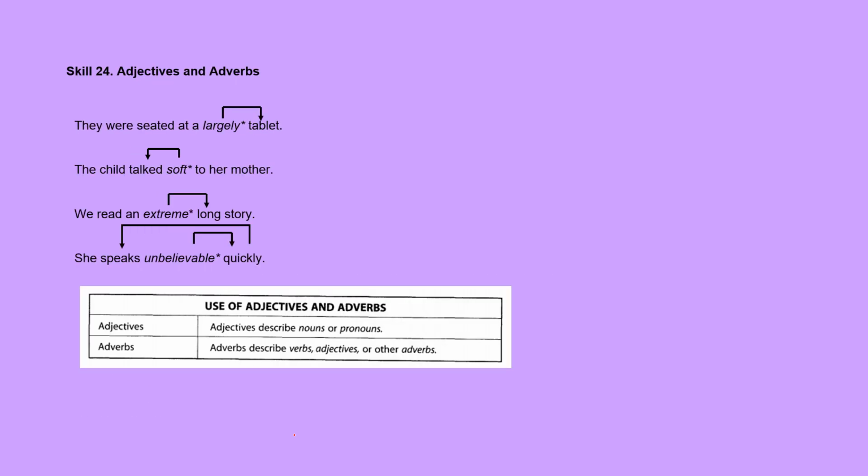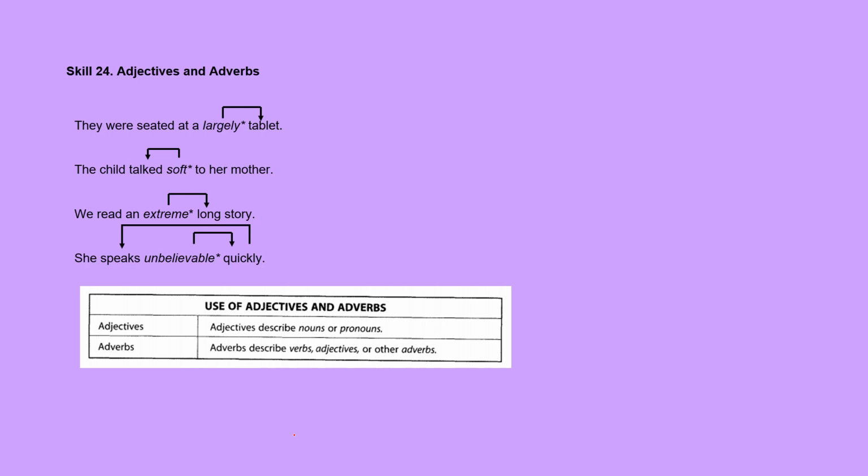Still about scale 24, adjectives and adverbs. They were seated at largely table. From this sentence, we can find a noun, table, and then an adverb, largely. We can also find an asterisk on the word largely. Why? Because largely is an adverb. An adverb cannot describe a noun. So largely must be replaced with an adjective, because an adverb cannot describe a noun. It must be a large table.